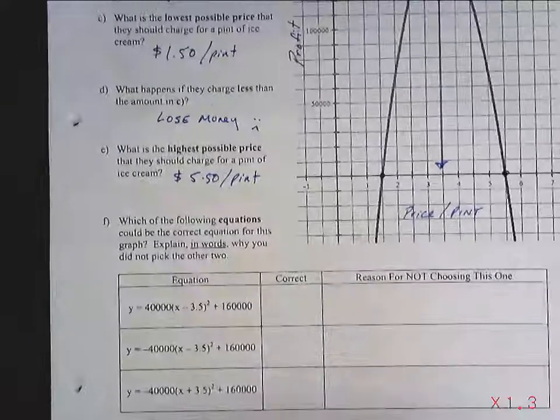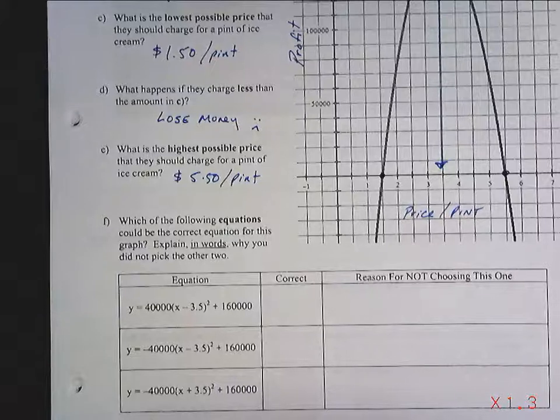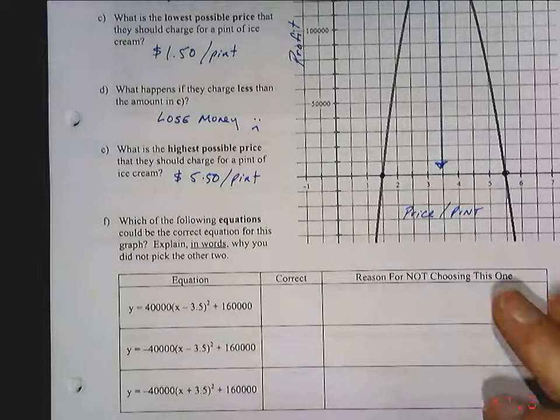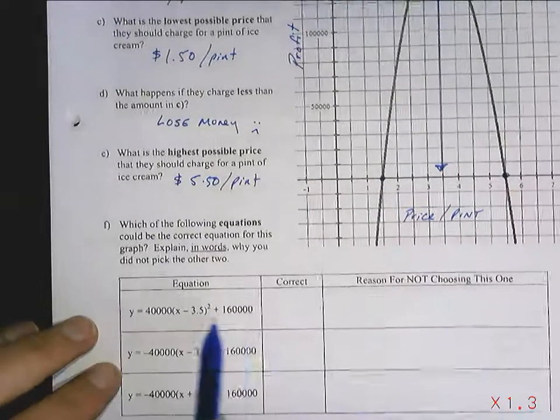So, which of the following equations could be correct for this graph? Now, that's an interesting logical problem. I'm not saying which one's right. I'm not asking you to find which one's right. I'm asking you to tell me which one could be right. In other words, I'm asking you to find me which two. That's a different way of thinking about things. So, let's look at this one.